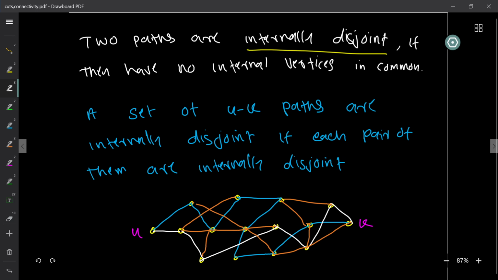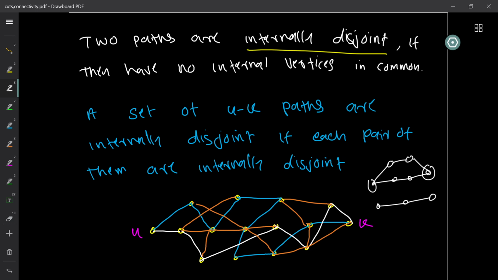So for example, this path and this path are internally disjoint. They don't form a cycle. But if this path and this path are also internally disjoint, so if the endpoints of both paths coincide, right? If there are two UV paths which are internally disjoint, then they form a cycle in the graph.